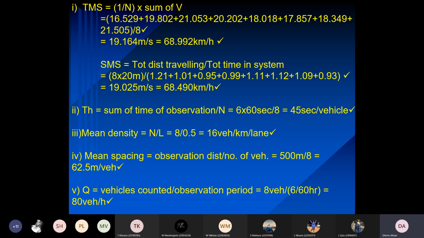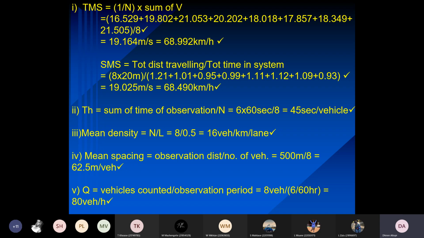Go back to the question. The question required you to reflect your speed in kilometers per hour. Multiplying by 3.6 would have given you 68.992 kilometers per hour. That's the time mean speed. And again, note I'm keeping to 3 decimal places.